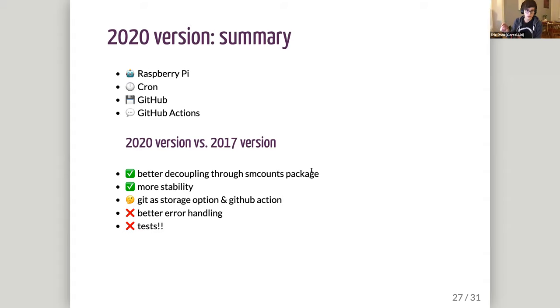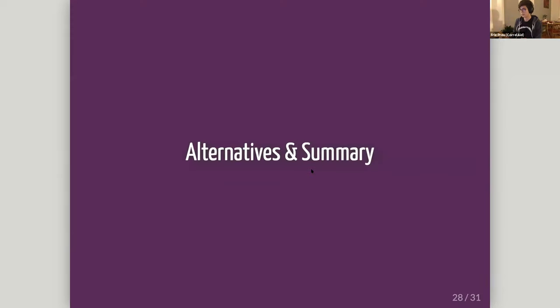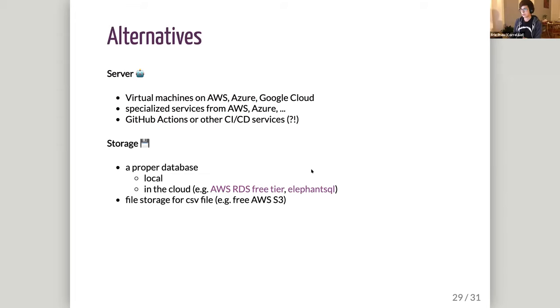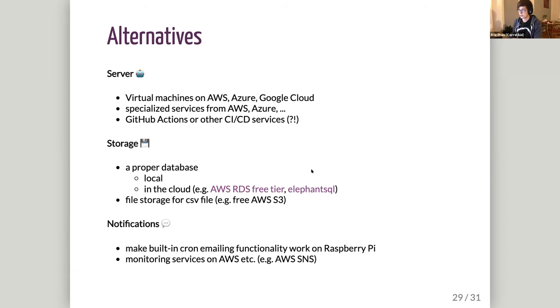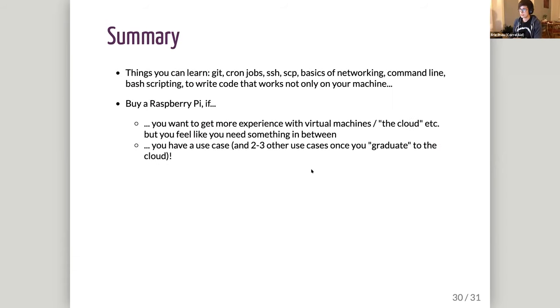What I still need to do, this is not that it's bad. A friend mentioned to me that this might be confusing. So the X doesn't mean that it's bad. It means I still have to do that. I still have to add better error handling and of course tests to my R package. And alternatives, I will also leave them on the slides. You can have a look at that. Just some more brainstorming on how you can do stuff like that.